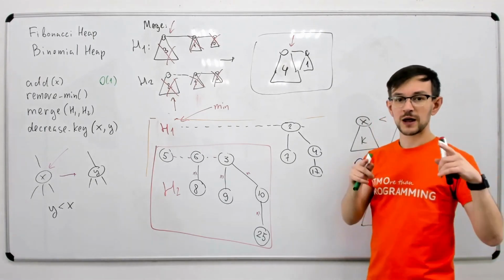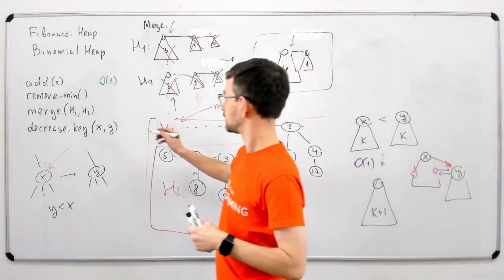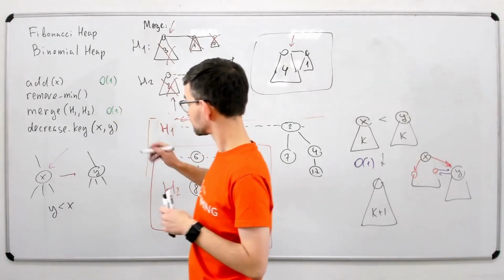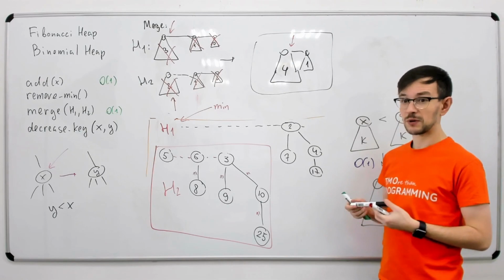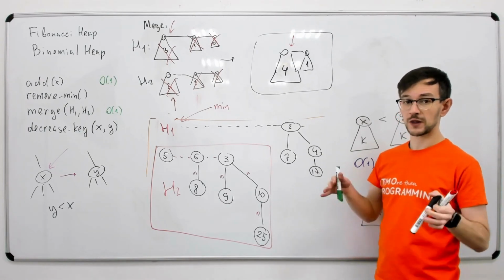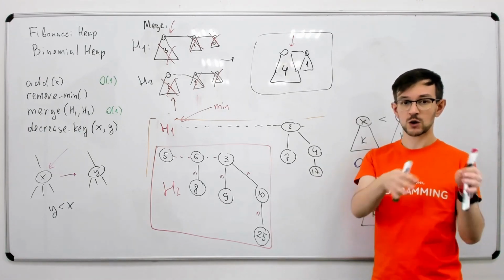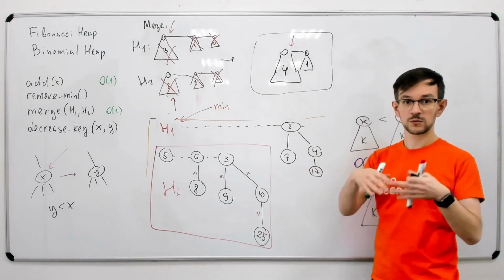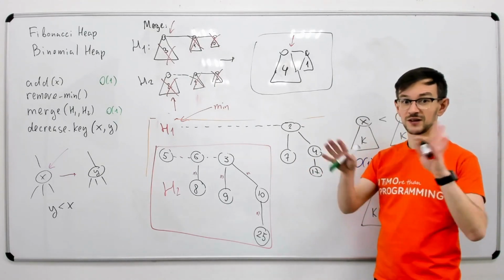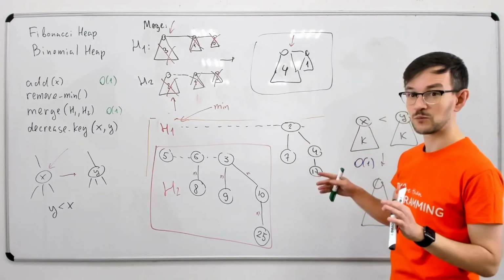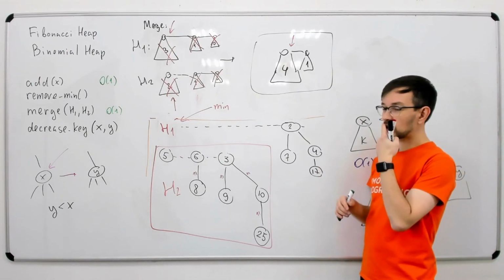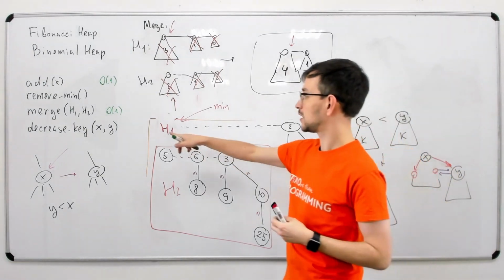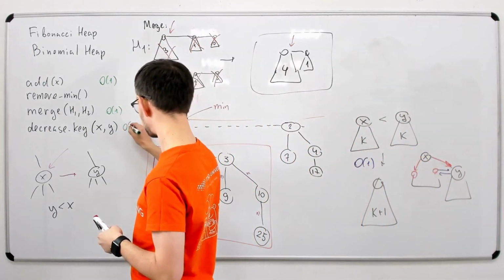Now, we want to be able to merge two heaps in constant time. That's something less trivial, but it's possible. We can merge two Fibonacci heaps in constant time. Just take one heap, take another heap, boom, you have a big heap in constant time. Perfect data structure. And finally, we want decrease key to also work in constant time.